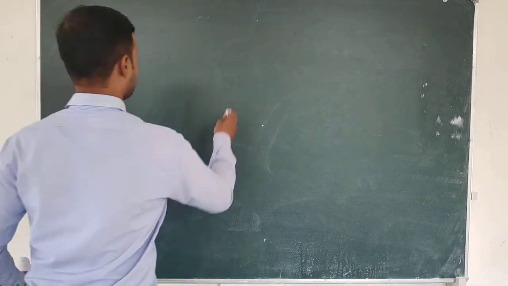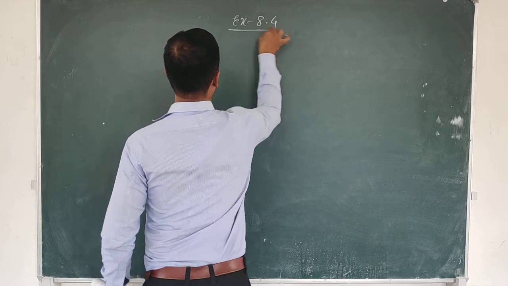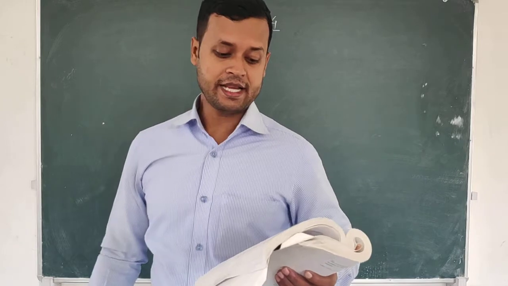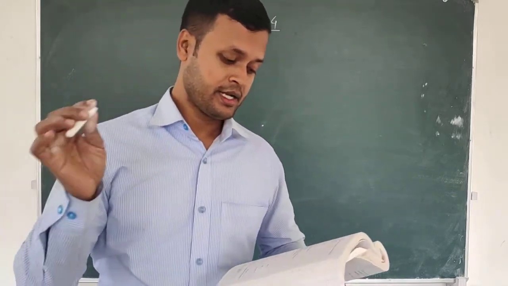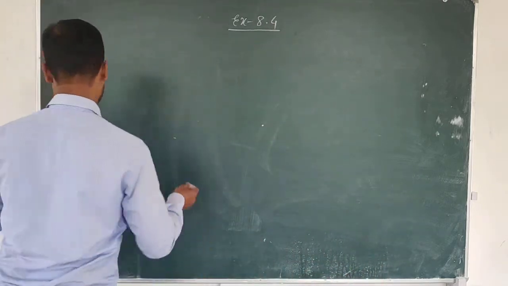So let us start exercise 8.4. Express the trigonometric ratios sin A, sec A and tan A in terms of cot A. That means sin A you have to convert to cot A, sec A you have to convert to cot A, and tan A you have to convert to cot A. Okay. So number 1.